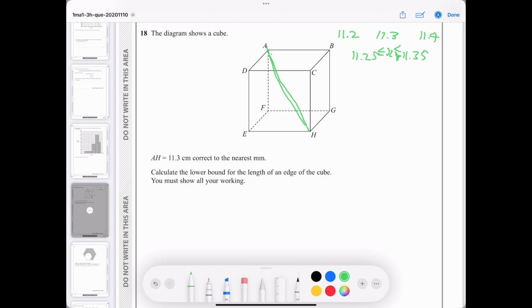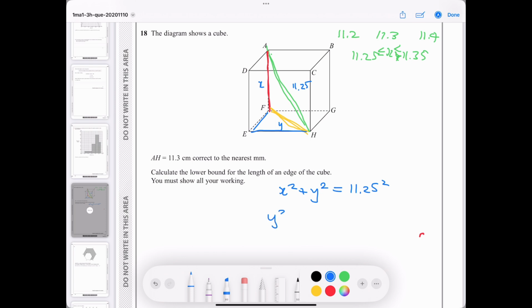Now, calculate the lower bound for the length of an edge of the cube. Well, this bit here is an edge, but this bit here is the hypotenuse of these two edges. So if we call that y, we call that x, we call that 11.25, then we know that x squared plus y squared equals 11.25 squared. But that's not all that helpful. So what we can do is find out what y is.